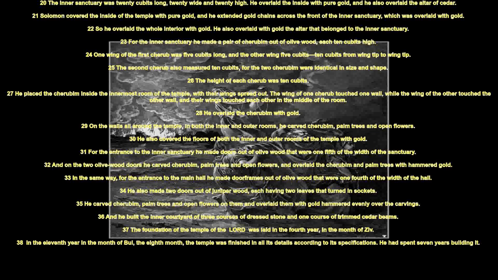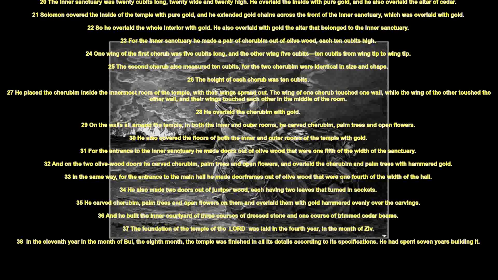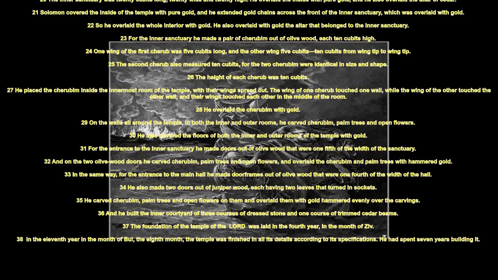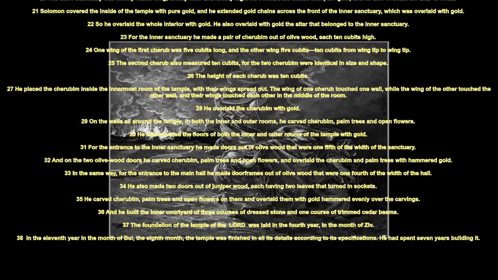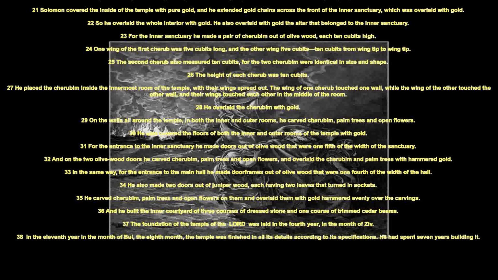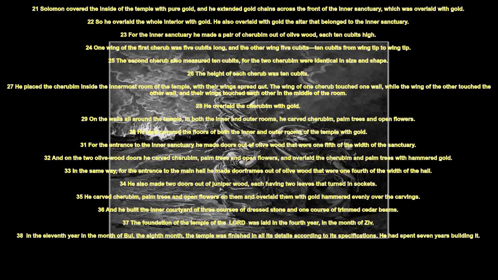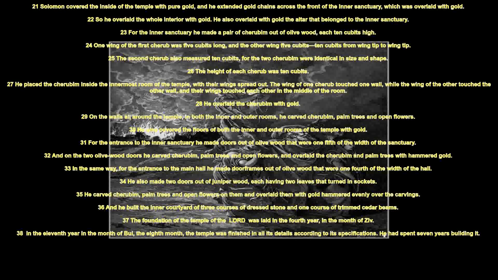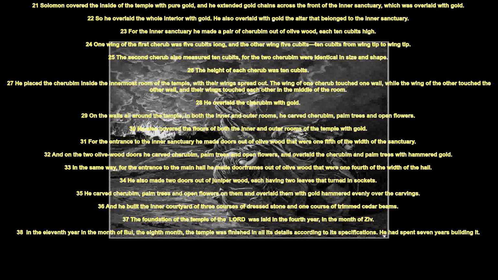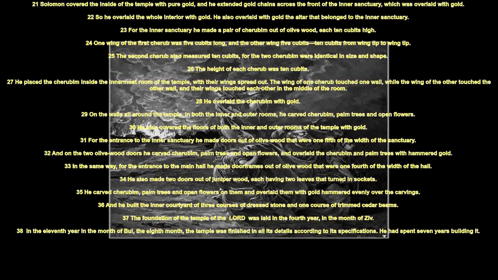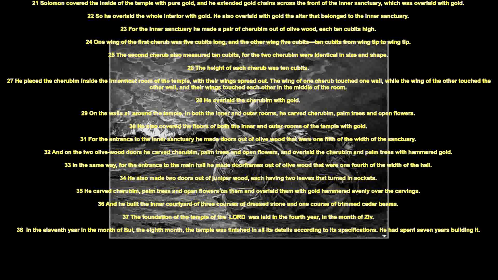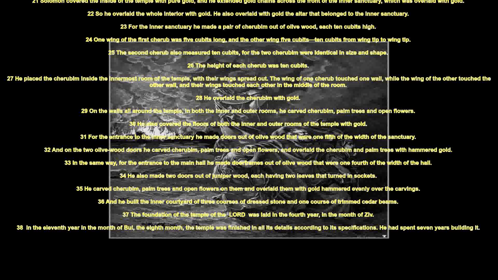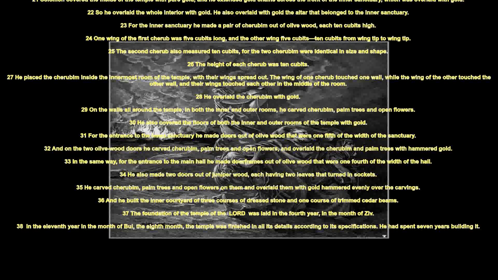Verse 21. Solomon covered the inside of the temple with pure gold, and he extended gold chains across the front of the inner sanctuary, which was overlaid with gold. Verse 22. So he overlaid the whole interior with gold. He also overlaid with gold the altar that belonged to the inner sanctuary. Verse 23. For the inner sanctuary he made a pair of cherubim out of olive wood, each 10 cubits high.